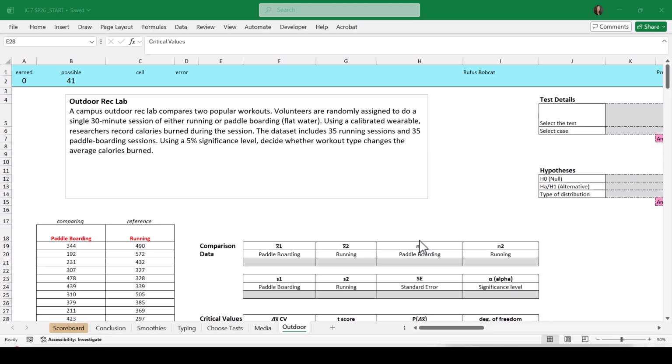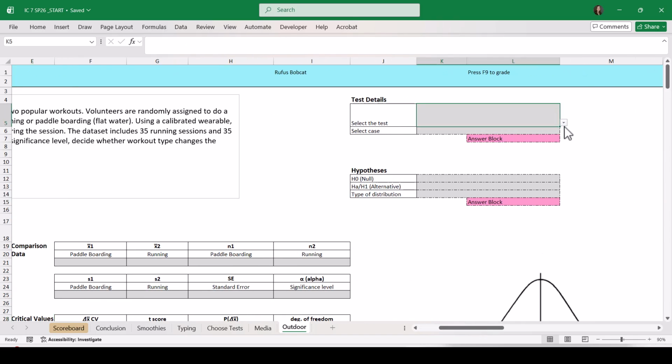So we have a data set of 35 running sessions and 35 paddle boarding sessions. And we're going to use a 5% significance level to determine whether workout type changes the average calories burned. So this is going to be a 2-sample test. The first thing you want to do is identify the correct test because that's going to influence everything else.